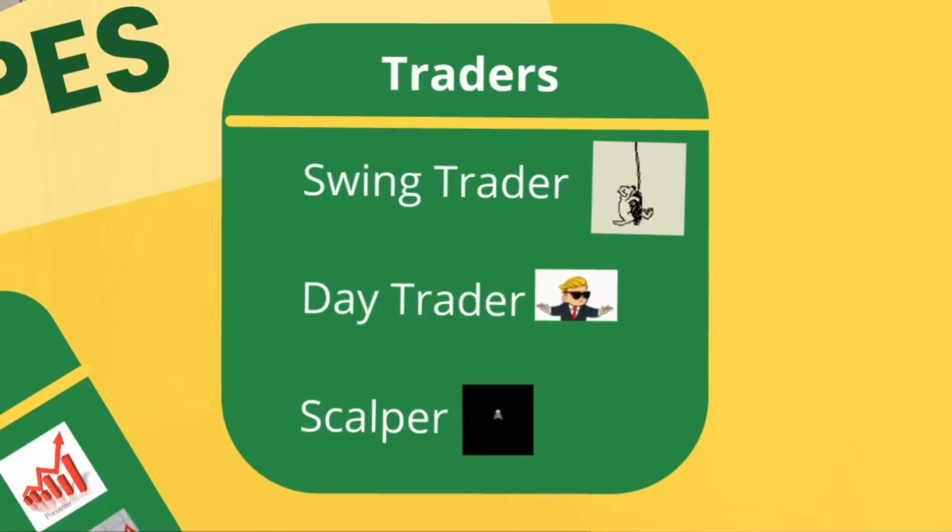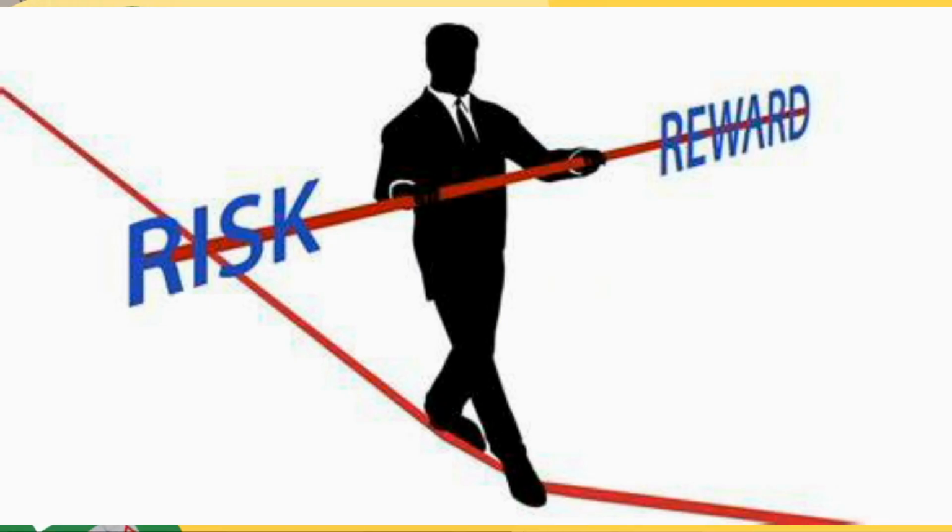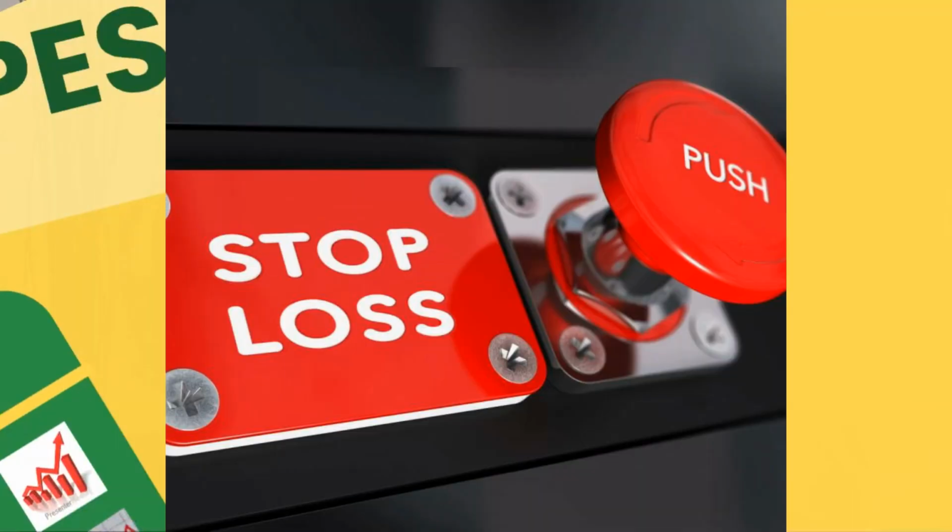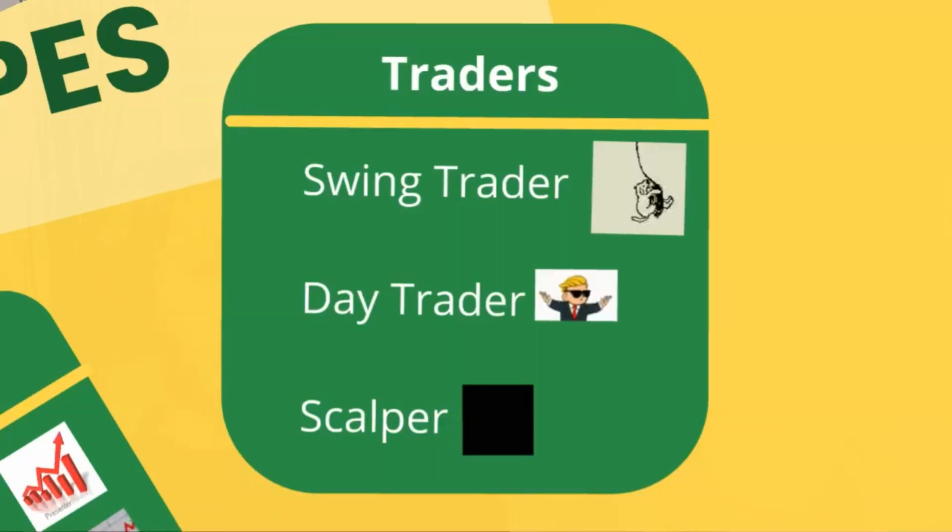And the 3rd type of trader is scalper. So scalpers are, in my opinion, risk takers, because they're going to have to use bigger lots, bigger risk, and a tighter stop loss, and a tighter take profit. So the take profit of a scalper is going to be like 5 to 10 pips. It's a quick hit and run, you could say.